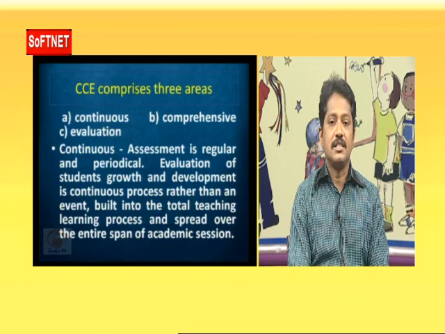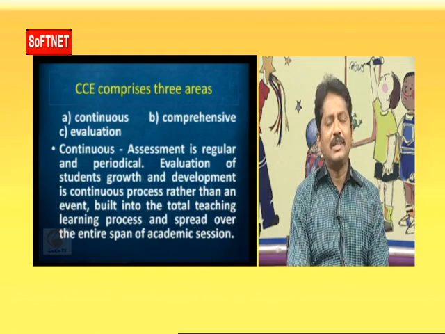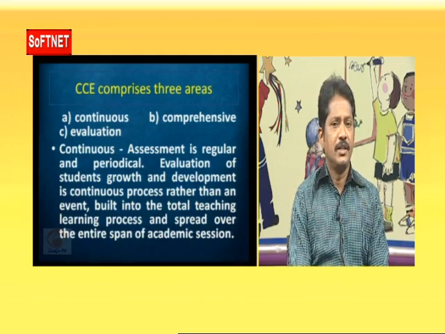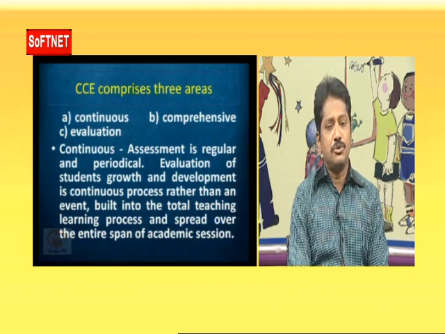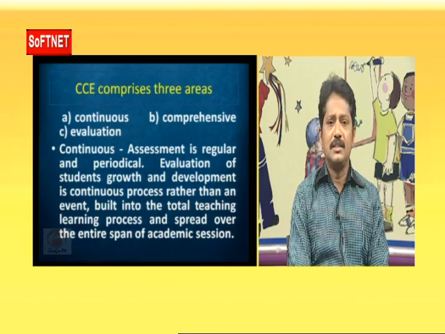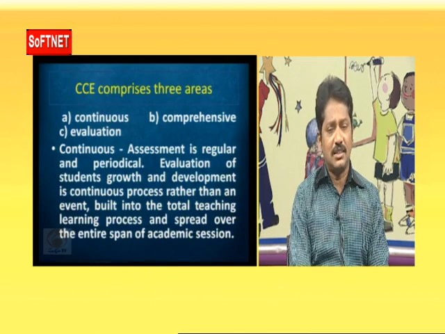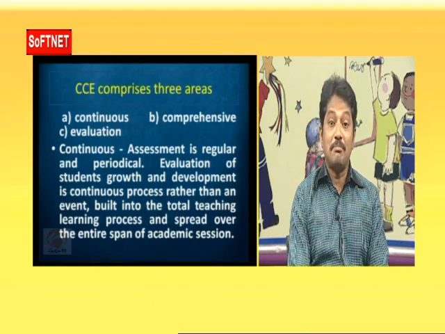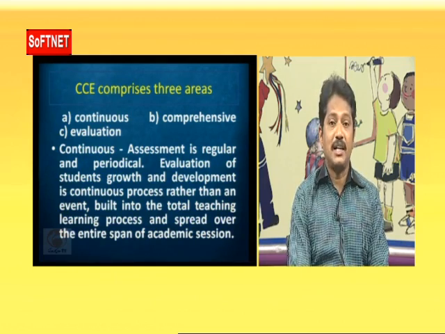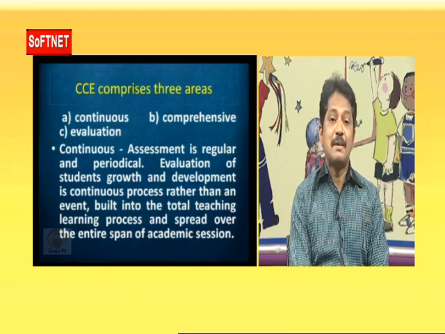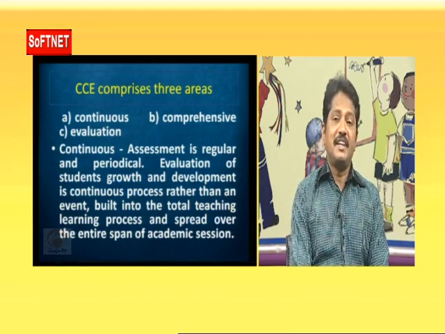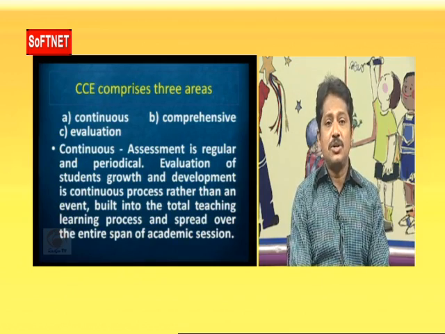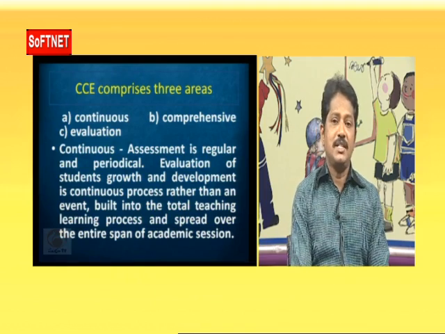This is called continuous. It should not be announced with a pre-announcement. It should be regular and periodical. In the month of June you conduct one assessment, in August another, in December a third, and in February the fourth. It should be formal, with no prior intimation. Clear? That is what we call periodical. It should be regular. Every day the teacher has to assess the children. So your assessment is regular and periodical.